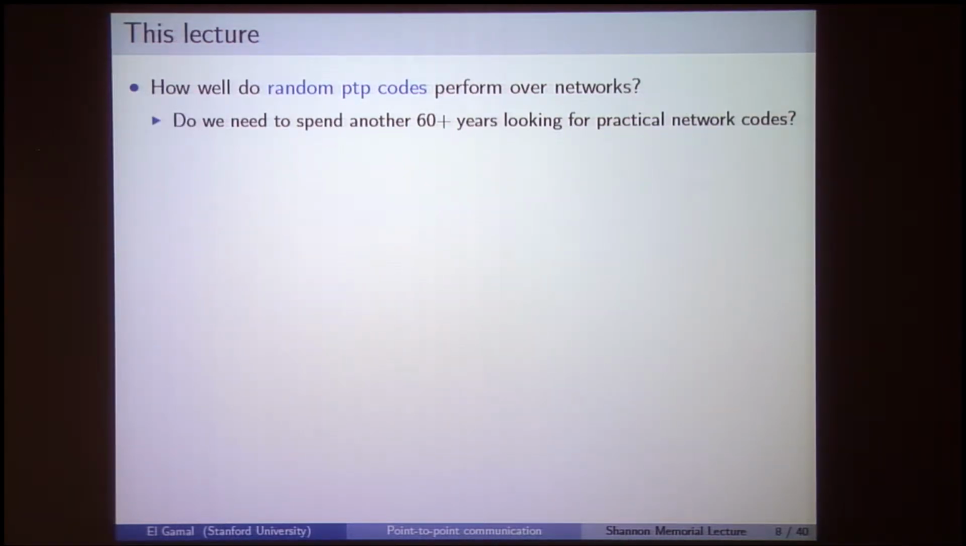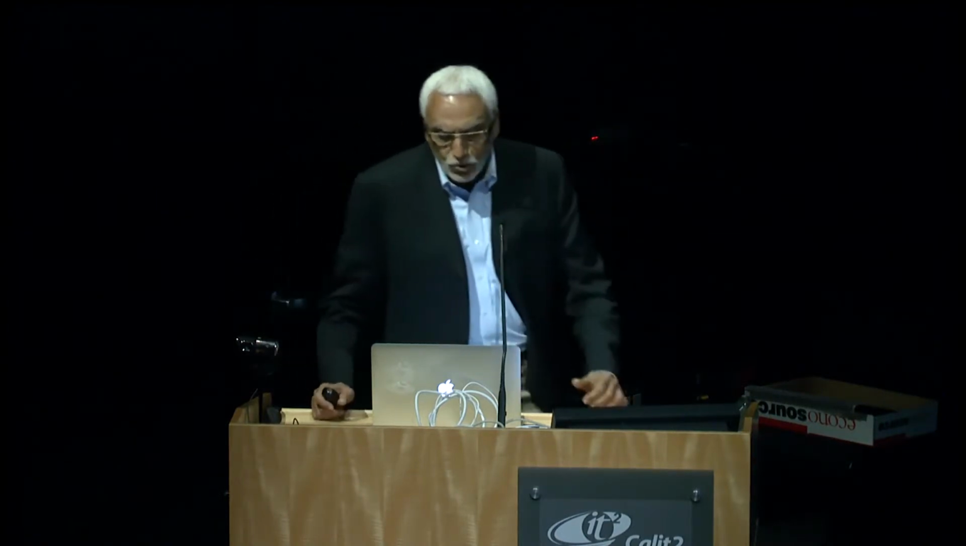And the question that motivates my talk is, how well do random point-to-point codes perform over networks? Today, everything we know about is point-to-point codes. So are we doing well or are we doing badly? Yeah, I think that's a fair question. If we're doing great, then why bother with network information theory and why bother with anything? We are doing fine, right? If we're not, then what should we be doing? Okay. So do we need to spend another 60-plus years looking for practical network codes, or are we doing just fine?